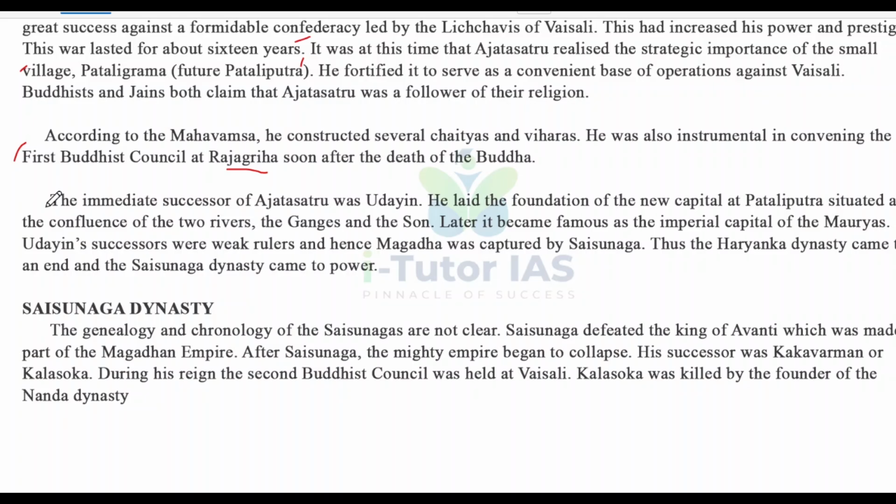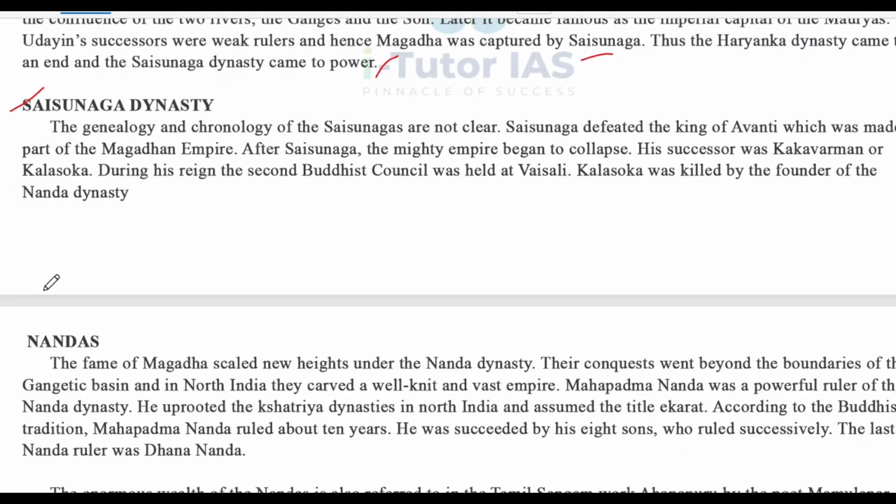Udayin's successors were weak rulers, and hence Magadha was captured by Shishunaga. And thus, the Haryanka dynasty came to an end, and the Shishunaga dynasty came to power. Okay, so this is the end of Magadha and the Haryanka dynasty. Next one is the Shishunaga dynasty after the Haryanka dynasty.